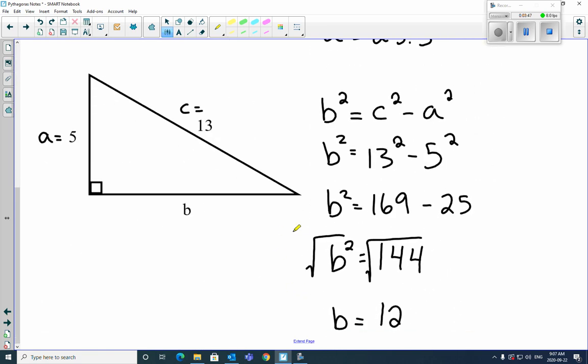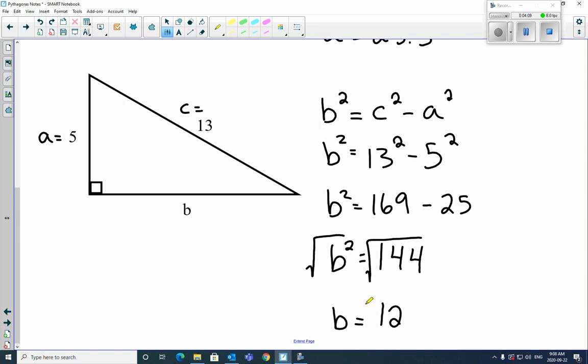Another one here. We have A, and we're looking for B. We have C, so we're looking for a shorter side or a leg. So we're going to use B squared equals C squared minus A squared. And again, these letters could represent anything. You can use E, F, and G if you want. It doesn't make any difference. Plug in the numbers. 13 squared is 169. 5 squared is 25. Subtract them.